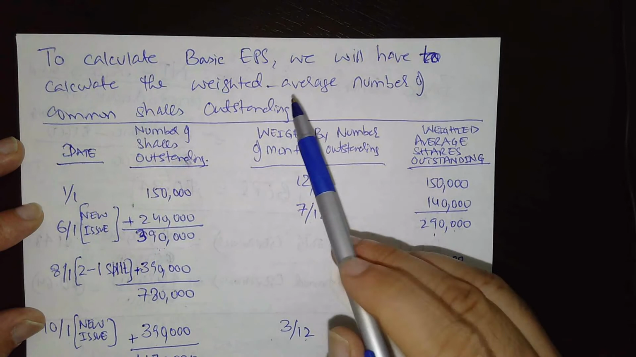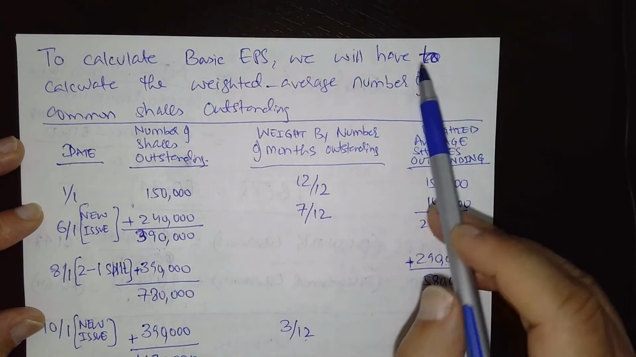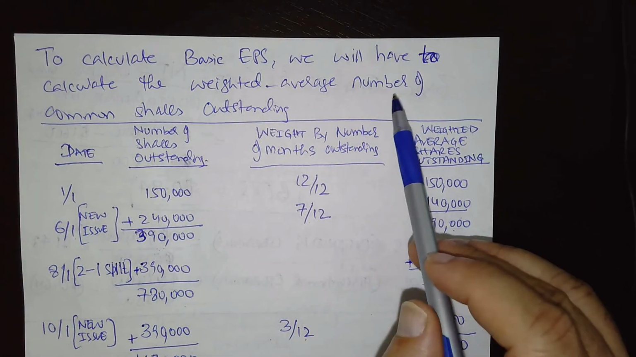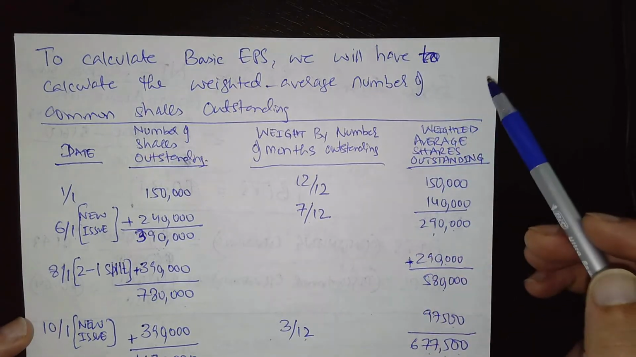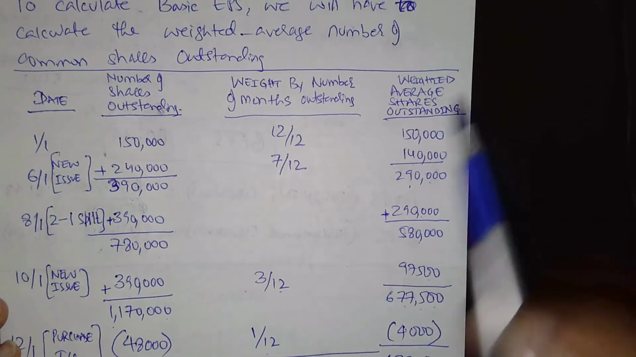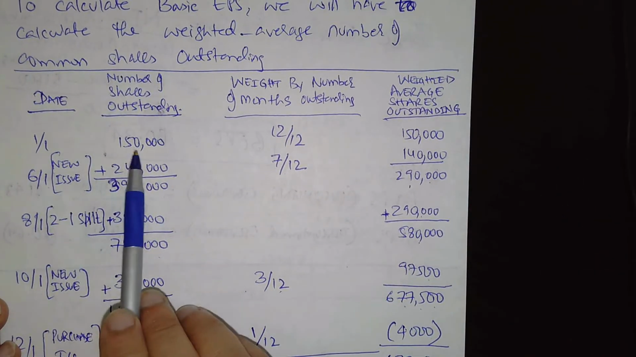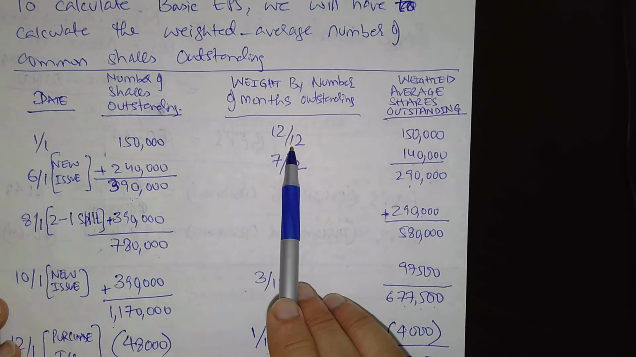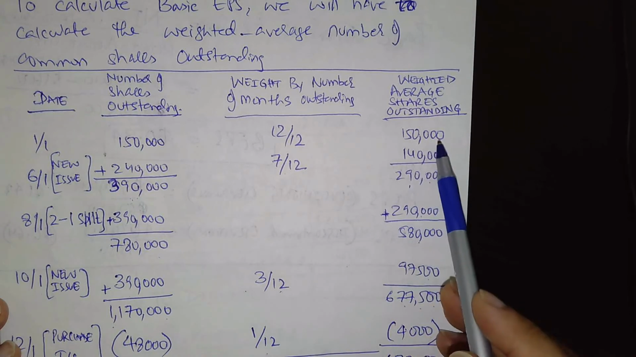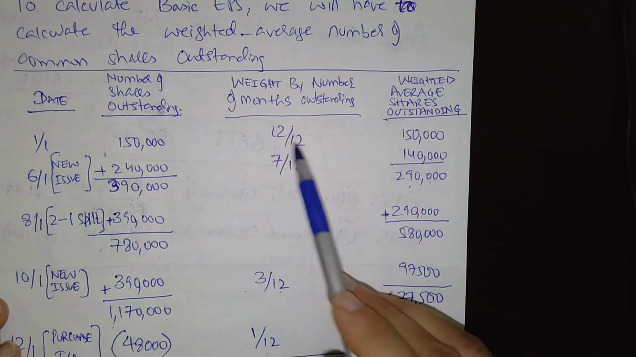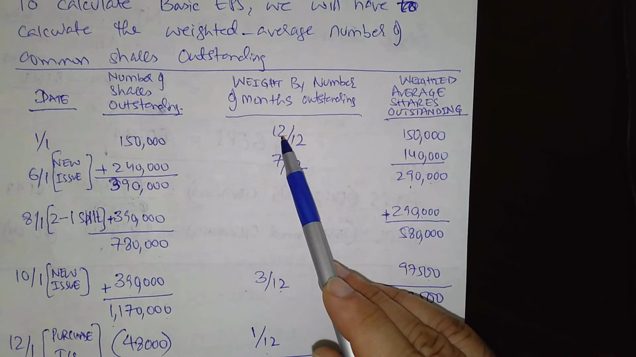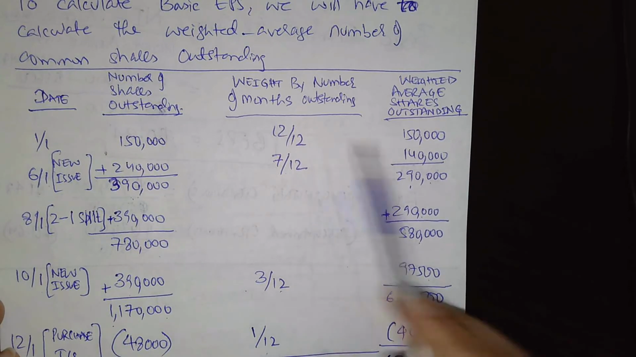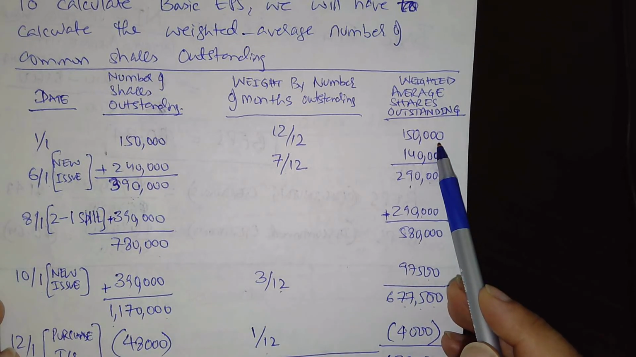So to calculate the basic earnings per share, we will have to calculate the weighted average number of common stock shares outstanding. So number one, on January 1st, we have 150,000 shares outstanding. So those shares remain outstanding throughout the year. So their weight is 12 over 12. They were outstanding for the entire year, so their weight will be considered for 150,000.